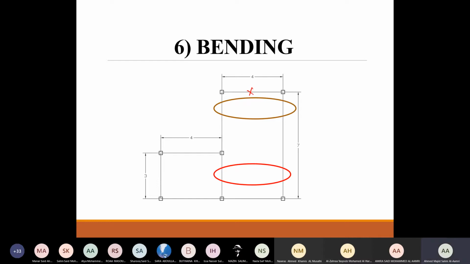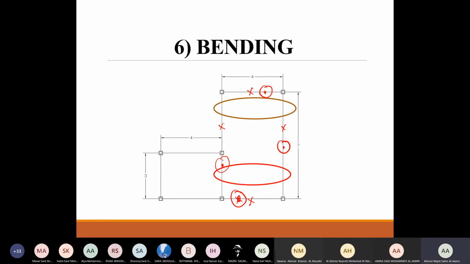So this is disconnected, this is disconnected, this is disconnected, and this is disconnected. Okay, so 4 sides are disconnected. Now case number 2 for the red color, this is disconnected from the beginning, this is disconnected, now this is connected, and this is disconnected.